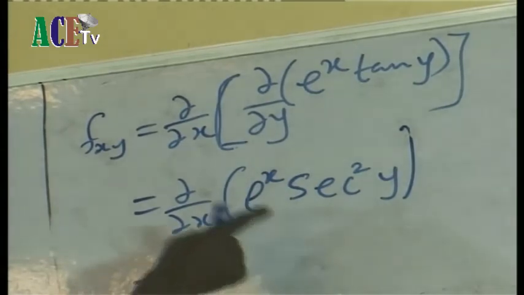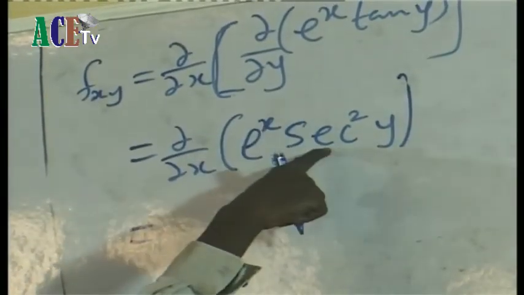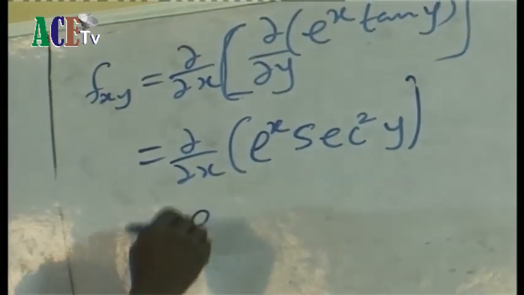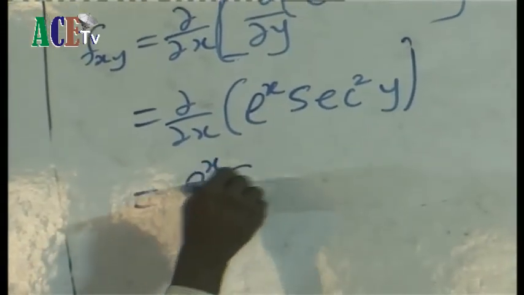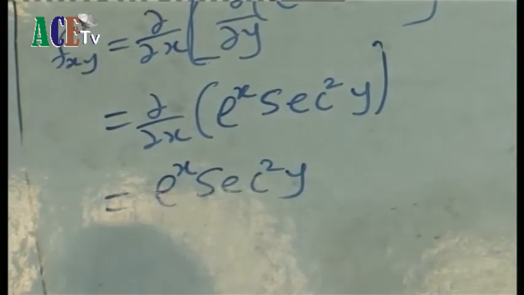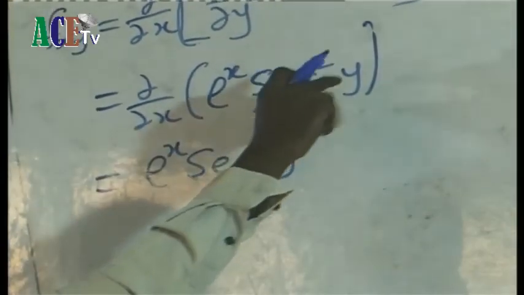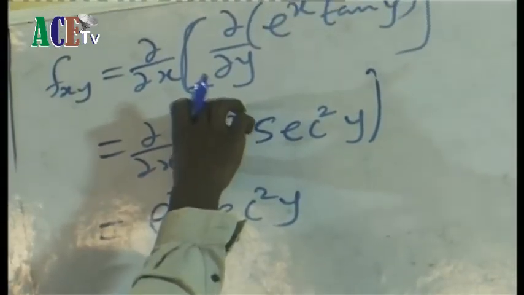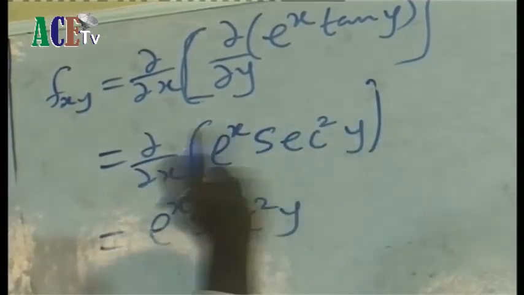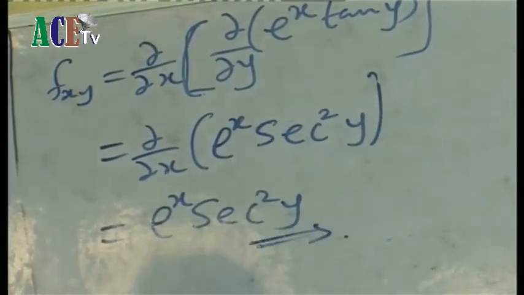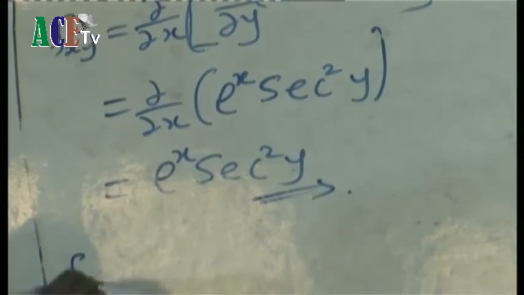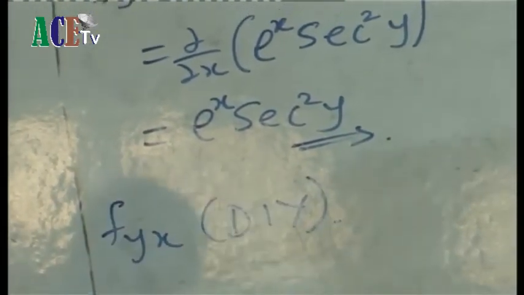I will now come here and differentiate this one with respect to x. Don't forget, I will hold this one constant and differentiate this. It will be exponential x sec square y. Then, if I hold this one constant and differentiate this with respect to x, it will be 0. Then this is my answer. F of yx. You do that one yourself.